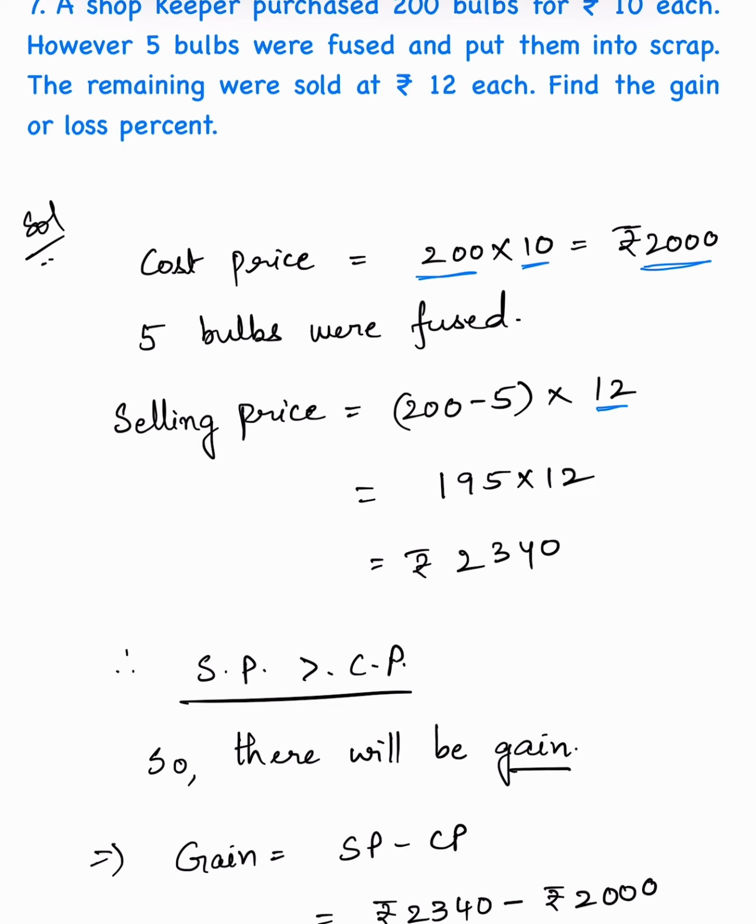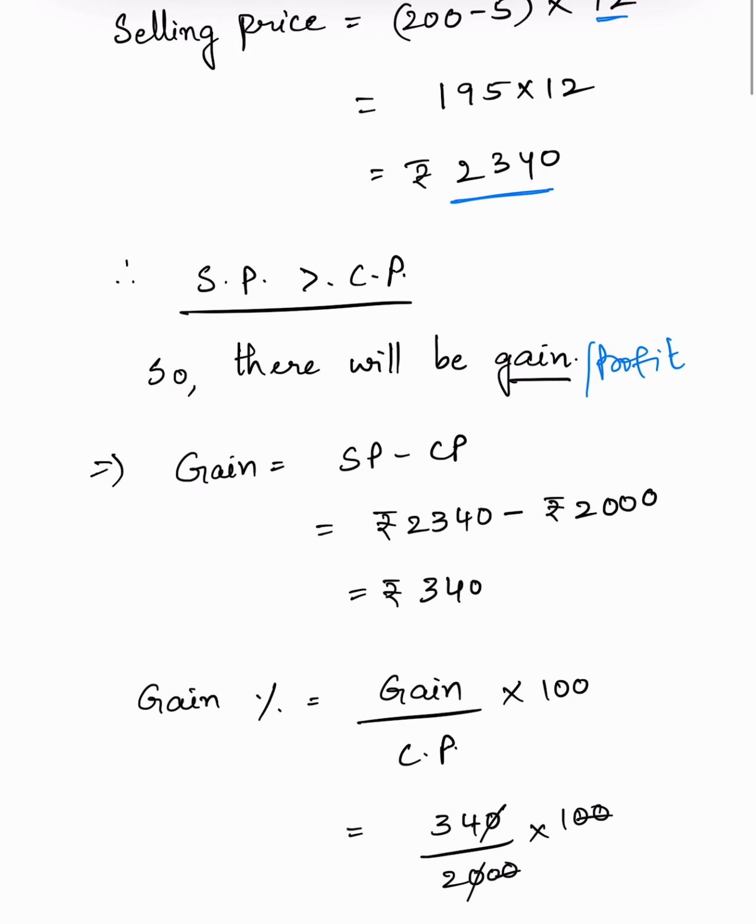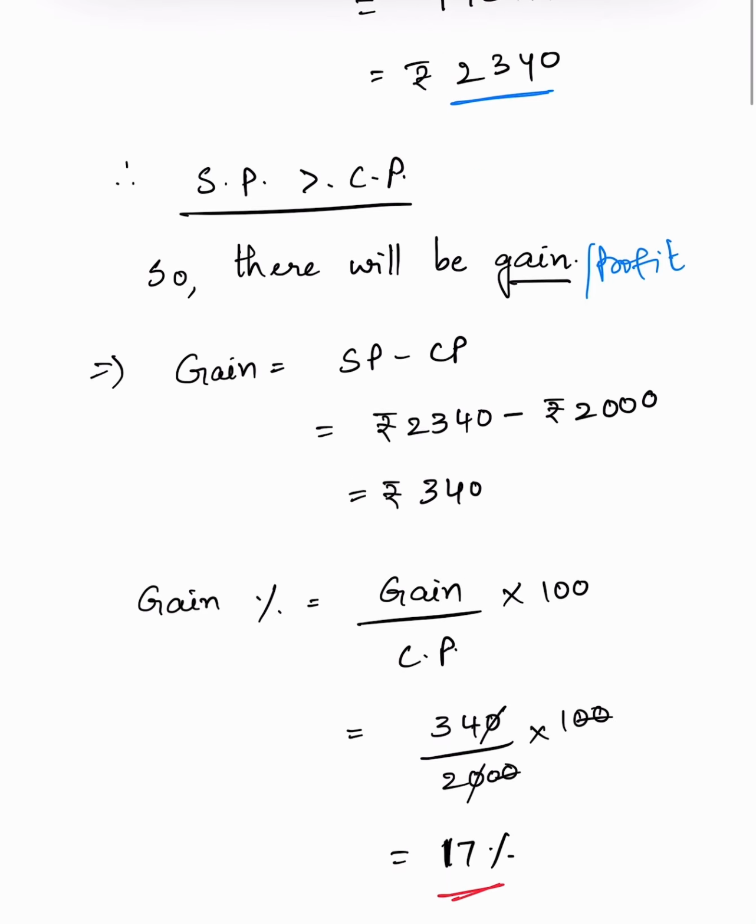Now we have both cost price and selling price. We have to compare these two. Here selling price is greater than cost price. That means there will be a gain or profit. So what is the gain here? It is SP minus CP, selling price minus cost price is the gain. 2340 minus 2000, that is 340 rupees is the gain.